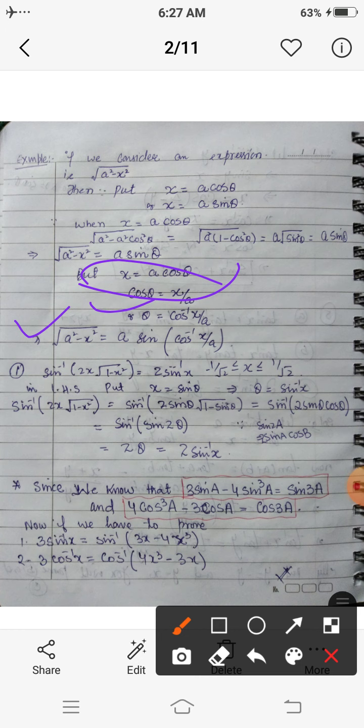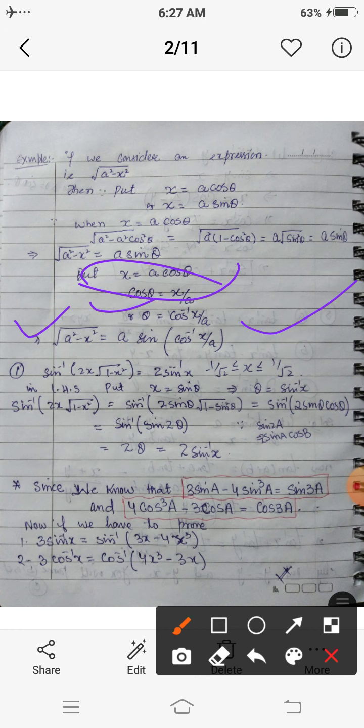Similarly, if we put x equals a sin theta, it becomes a cos of sine inverse x by a. Now it depends upon the situation which we use. If we need cos, then we put x equals a cos theta. If we need sine, then we put x equals a sine theta.